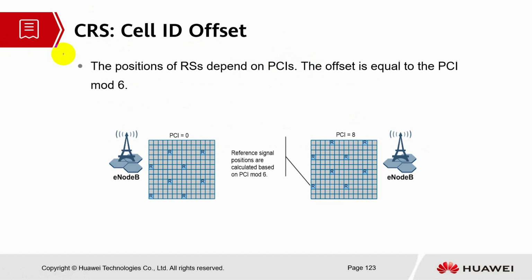So CRS is the cell reference signal. We have a cell ID offset. The position of the reference signal depends on the PCI, so the offset is equal to PCI mod 6. This is an example, PCI mod 0. Reference signals are calculated based on PCI mod 6. And this is PCI mod 8. You can see the position has changed compared to PCI mod 0.